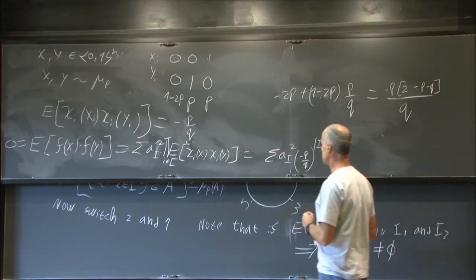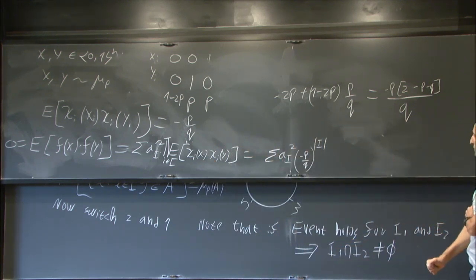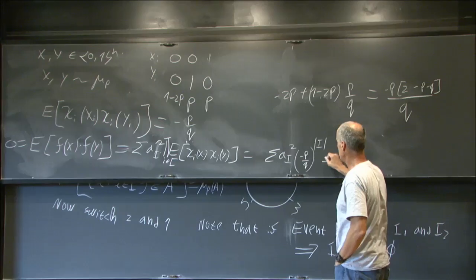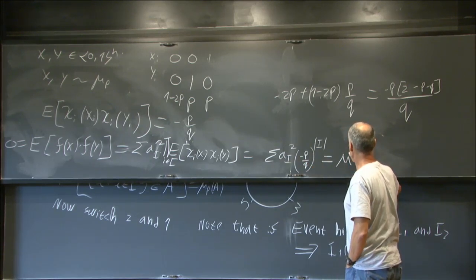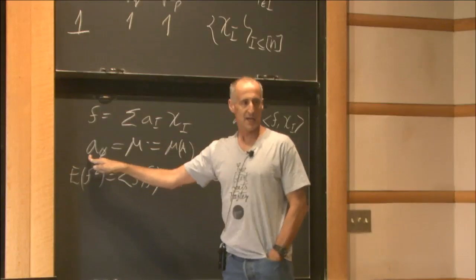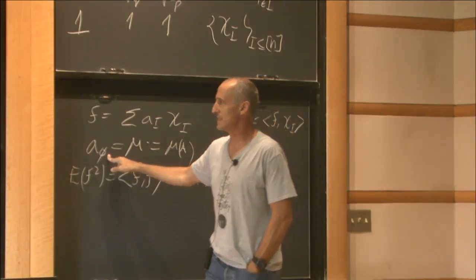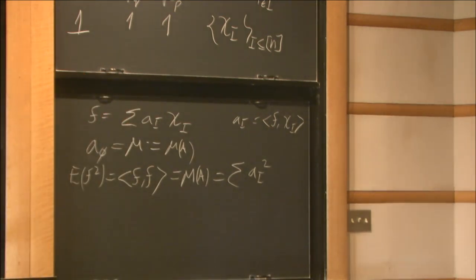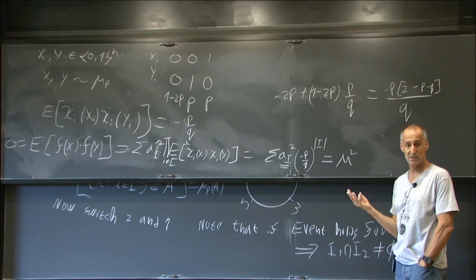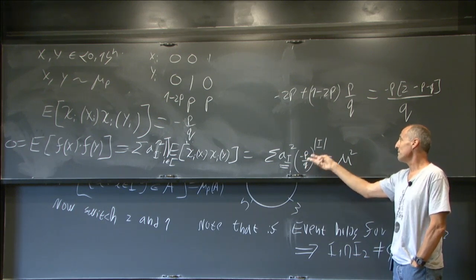Good. OK, so we have this, and this is equal to 0. And now let's use what we know. The first term is mu squared. This comes from the coefficient of the constant function. A empty set squared is mu squared. And now, for every other set, what we have here is greater than minus p over q. P over q is a number which is smaller than 1.